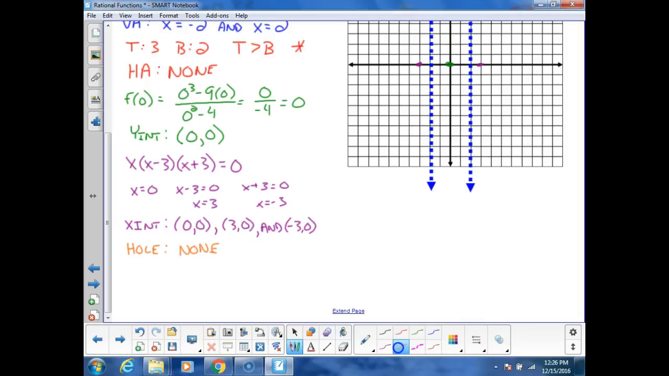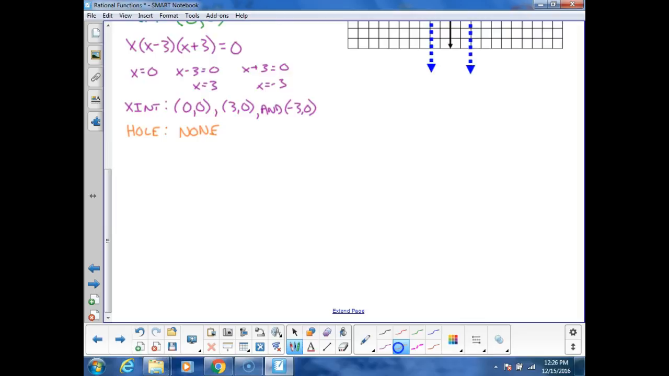Do I have a slant asymptote? Yes, I do have a slant asymptote. So I have to do x cubed minus 9x divided by x squared minus 4. Can I use synthetic division to do this? No. Why not? It's not linear. The second piece is not linear. So I can't use synthetic division. So I've got to go old school.